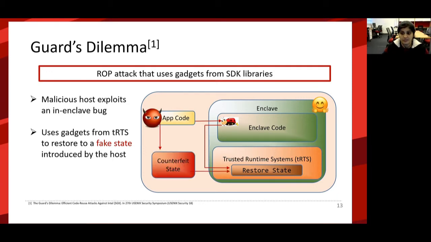The attacker then introduces a fake, or counterfeit, state into the enclave stack and uses gadgets from the TRTS itself to restore enclave state while this function is being executed. In the absence of something like backward CFI, which makes sure that the same functions execute in the reverse order as well, the enclave cannot really detect that there has been some change in what it was executing versus what is actually executing, and this change in control flow goes undetected.